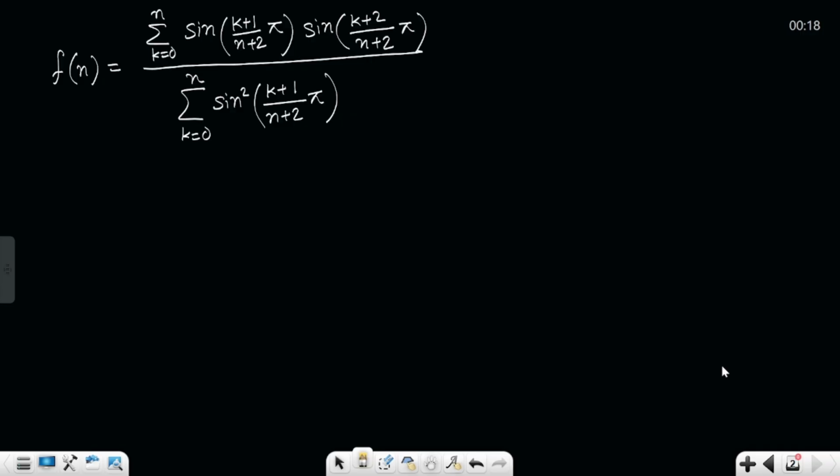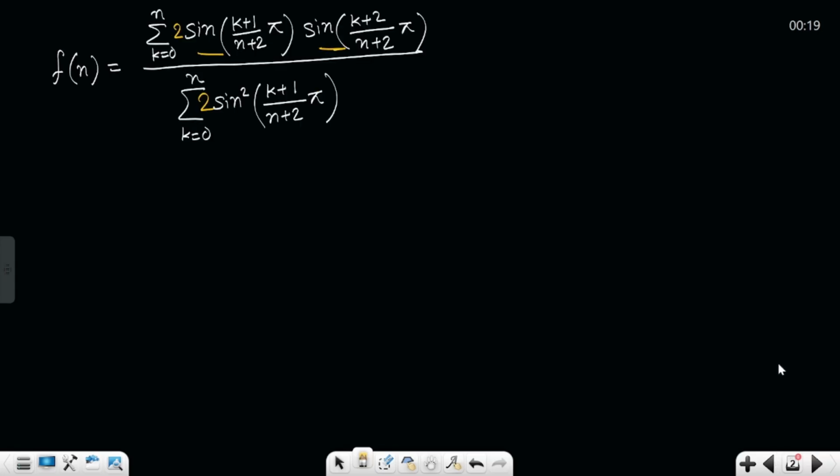To do it, first we will multiply and divide by 2. So if we do it here, it will be 2 and here it will be a 2. Now we can move this 2 inside the summation sign, and also you can move this 2 inside the summation sign. When I did it, you can see that here it is like 2 sin A into sin B form, right? We know that 2 sin A sin B is equal to cos(A minus B) minus cos(A plus B), right? So we will use this formula here.